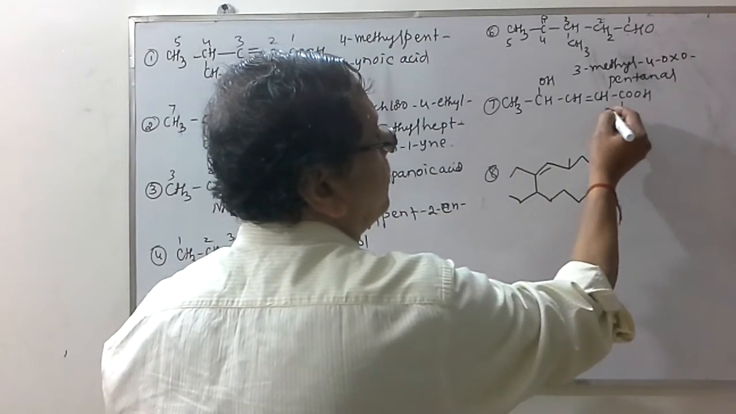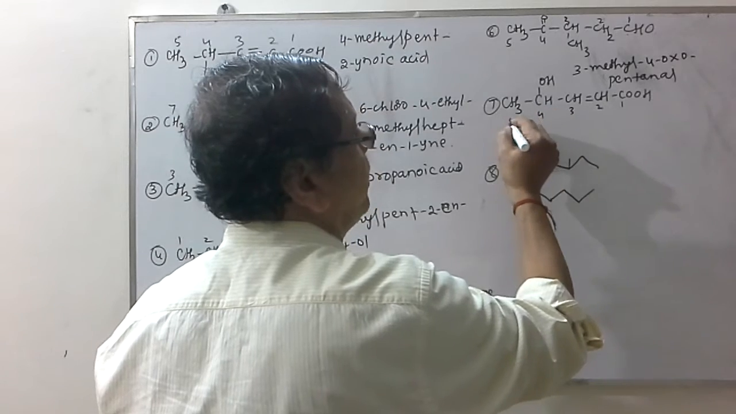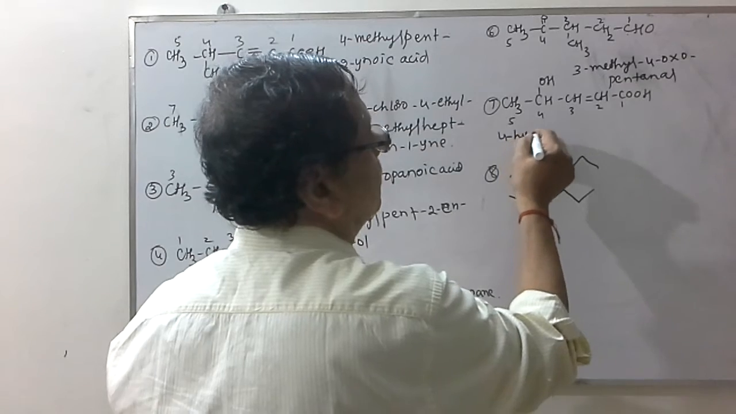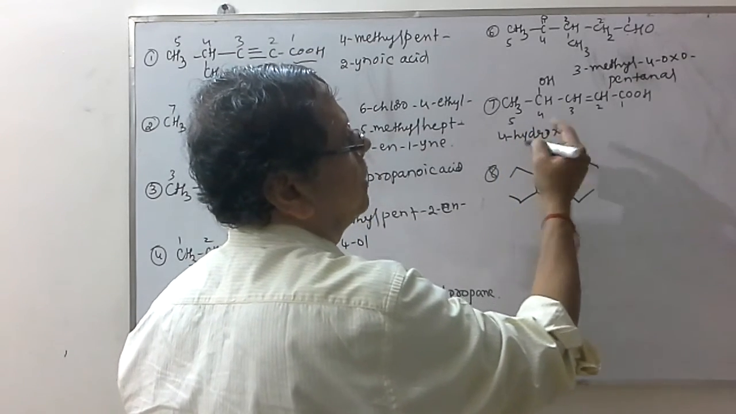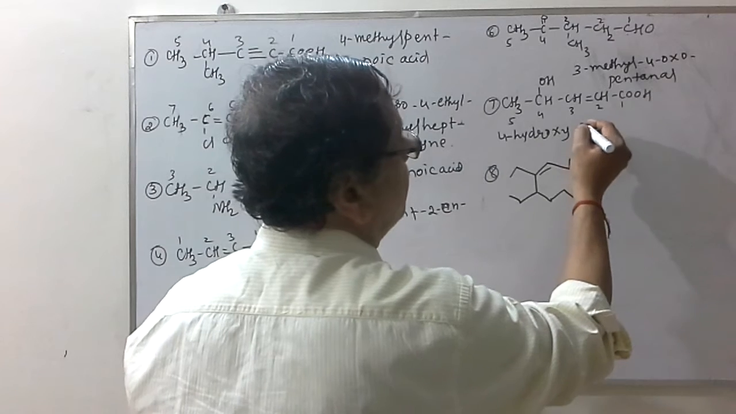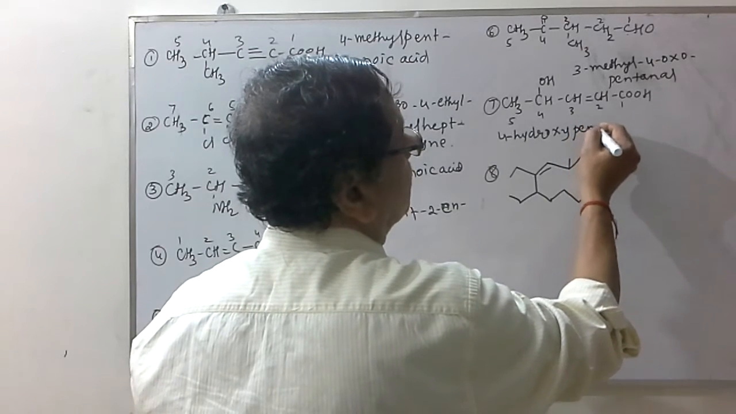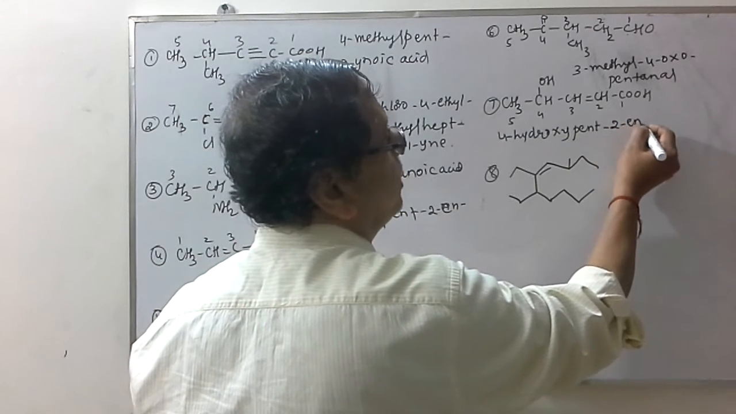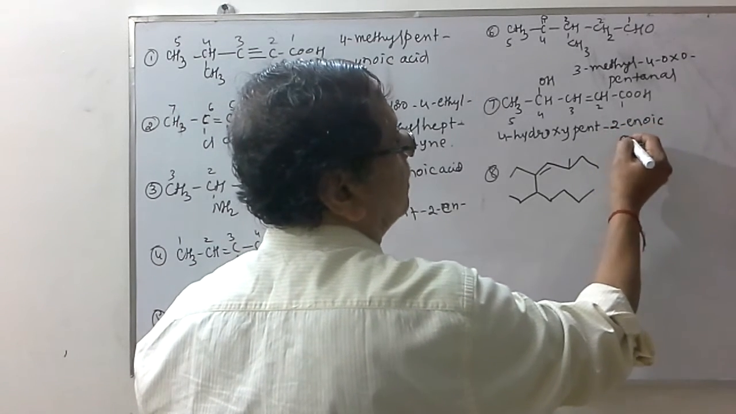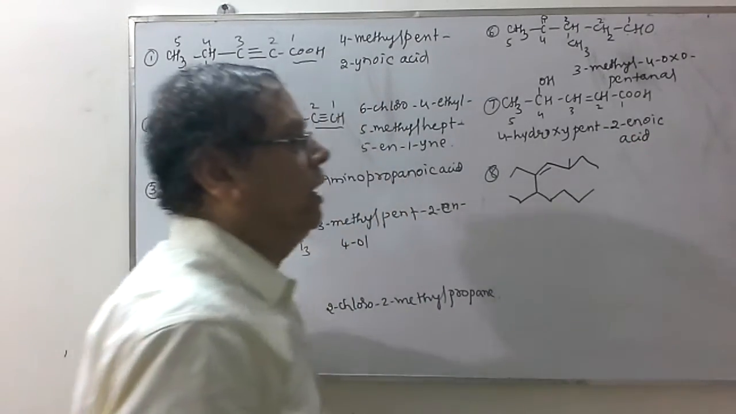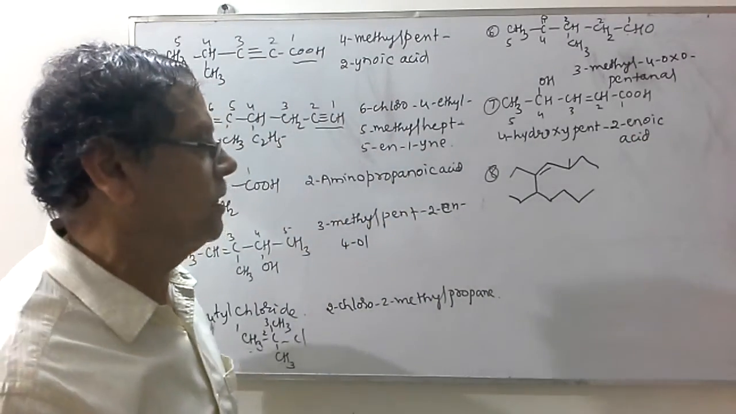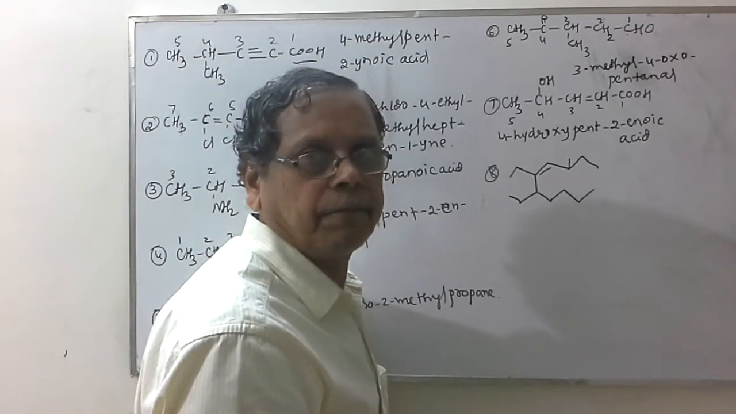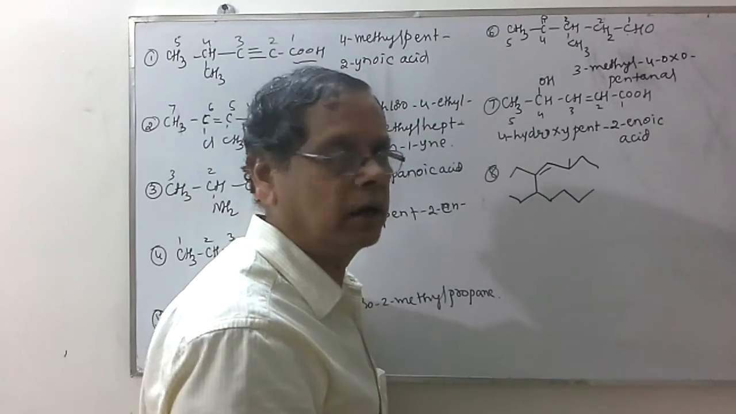Next, coming to this one, 1, 2, 3, 4 and 5. It is 4-hydroxy. Total number of carbon atoms are 5. Pent. Double bond between second and third, therefore it is pent-2-enoic acid. 4-hydroxy pent-2-enoic acid.